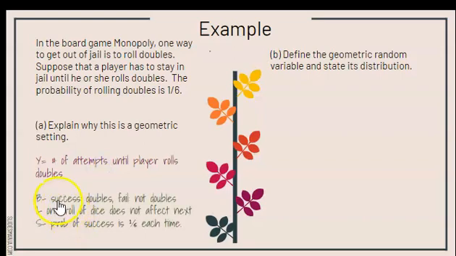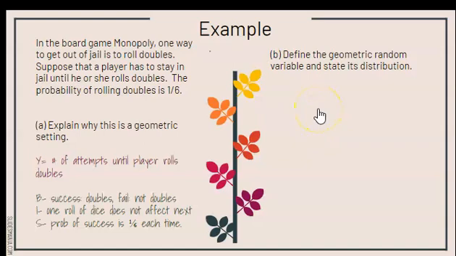So B, is there a clear success? Well, the clear success is a double. The fail is not getting doubles. I, is one roll independent of each other? Yes. And the probability of success is 1 out of 6 every time you roll. So the B, I, and S all work, okay? And the N, how many attempts it takes, that's my variable.